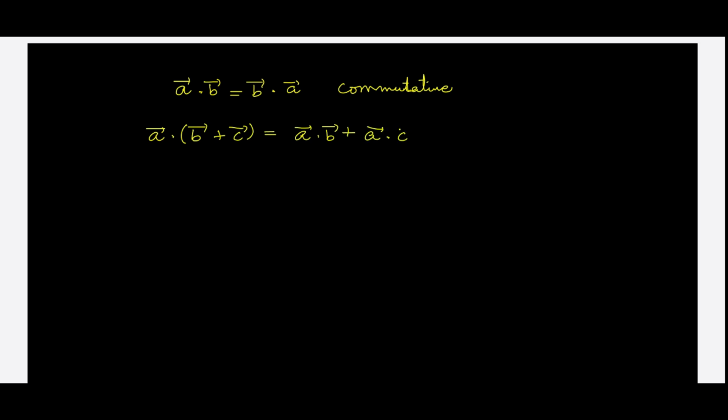And A dot B is the same as B dot A, right? So the dot product is commutative, and A dot (B plus C) is A dot B plus A dot C. So it is distributive. Dot product is also distributive. Okay.